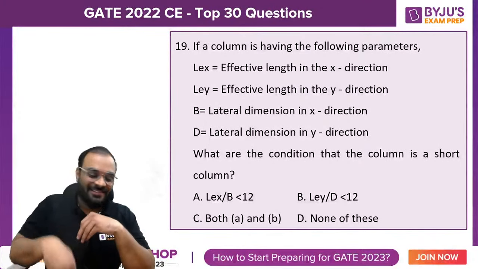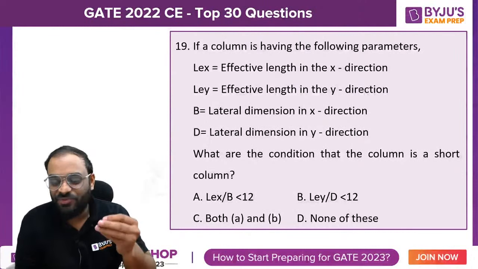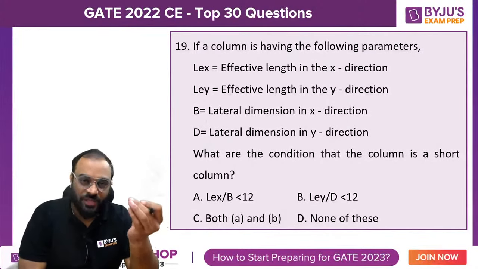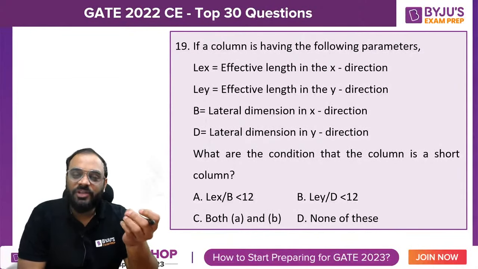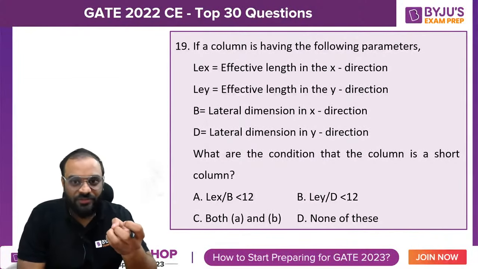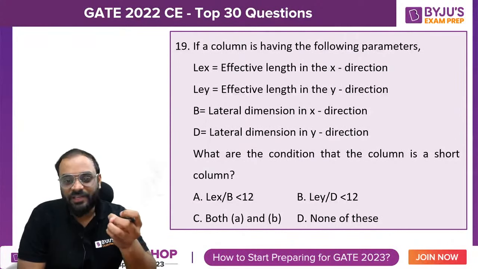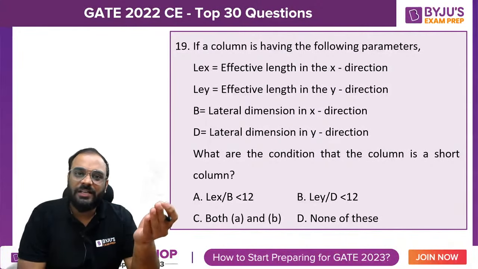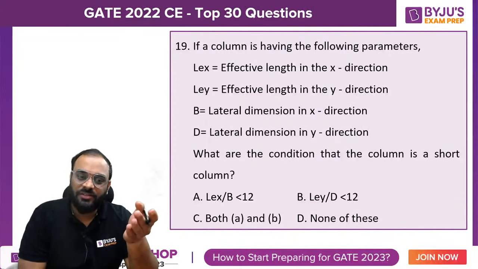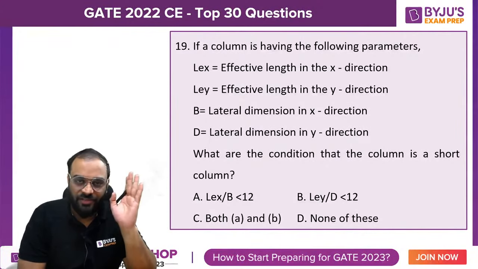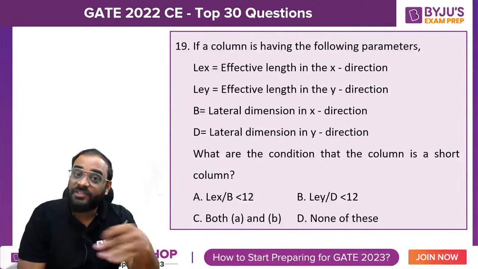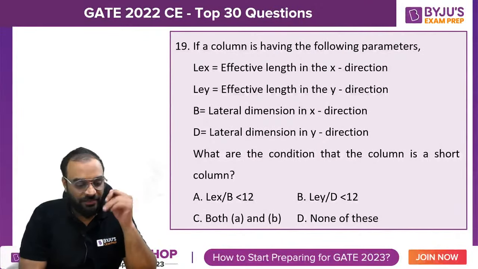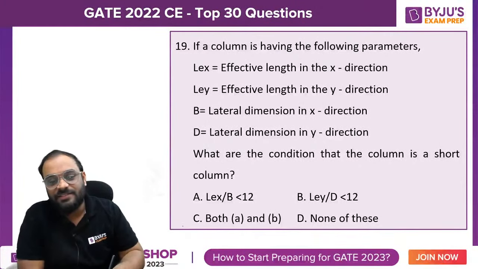Very nice. We know that the condition of short column is that effective length upon least lateral dimension should be less than 12. But you need to calculate it in both directions, X and Y. So mostly we are trying to find out the least lateral dimension. If least lateral dimension is B, you need to check the LEX upon B value. If least lateral dimension is D, then you need to check LEY divided by D. So that's why the answer is C.